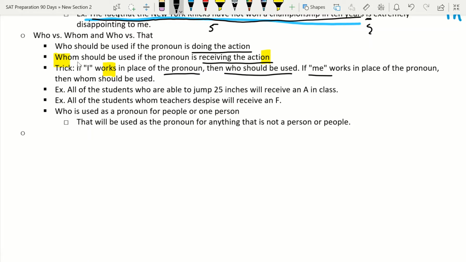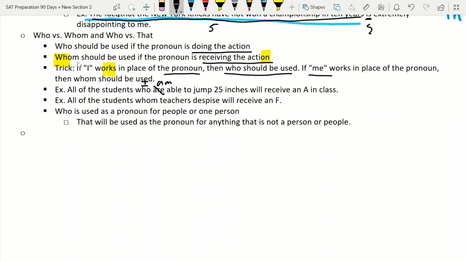So our first example, we have all the students who are able to jump 25 inches will receive an A in the class. All right, so this is obviously correct. Both of these examples are correct, and I'm going to show you why. If I was going to say, I am able to jump 25 inches, would that be correct? Yes. Okay, now what if I was to say, me am able to jump 25 inches? Would that be correct? It would not. So because I would replace what we're looking at as the who or the whom term, because I works there grammatically, we know that we have to use who.